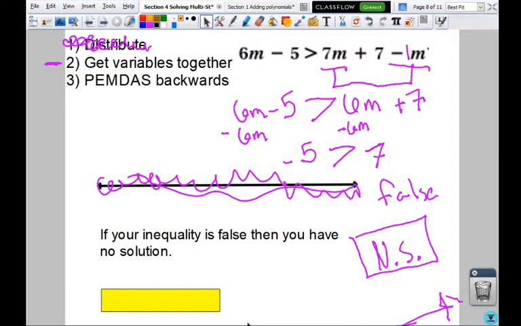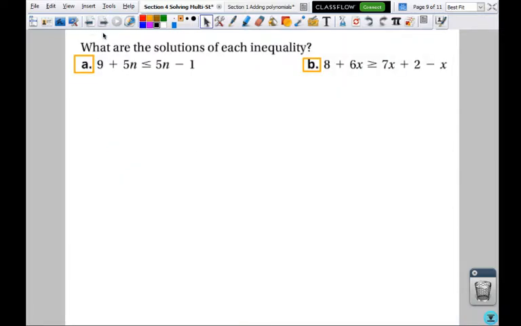Alright. So, this is your first in-class problem. Let's do just part A. And I will give you a hint. It's going to look like no solution or all real numbers. It's going to be one of those two. So, start with just part A. Go through and solve it, and see, is it going to be true? Is it going to be false? If it's true, you say all real numbers. If it's false, you say no solution.